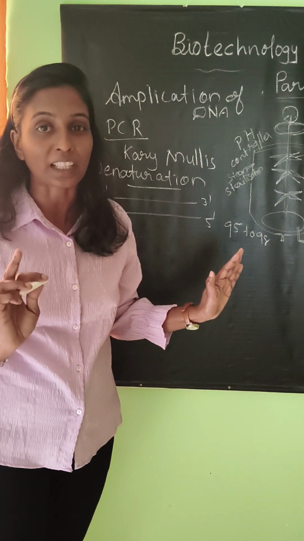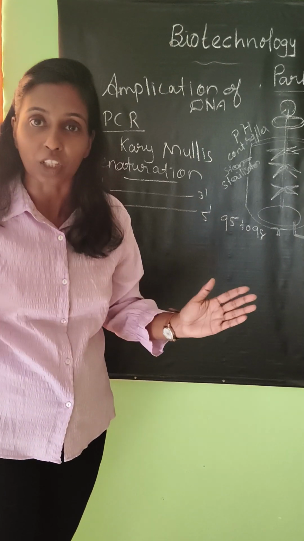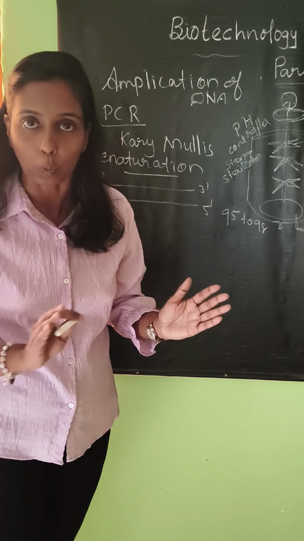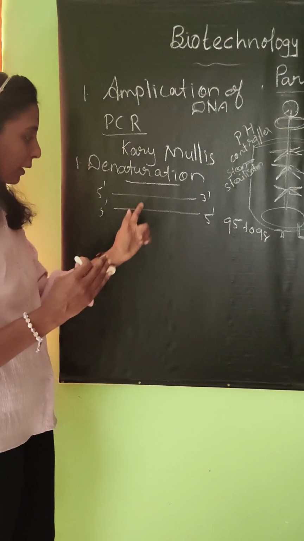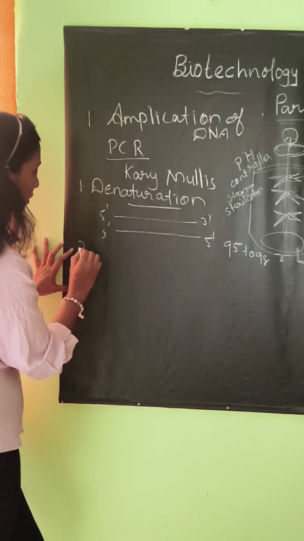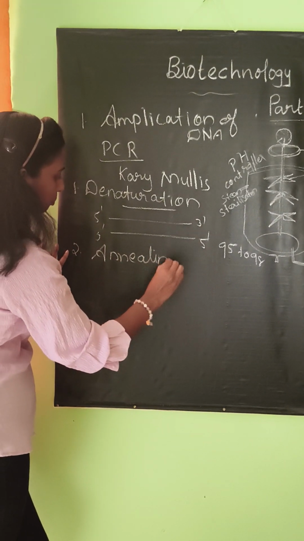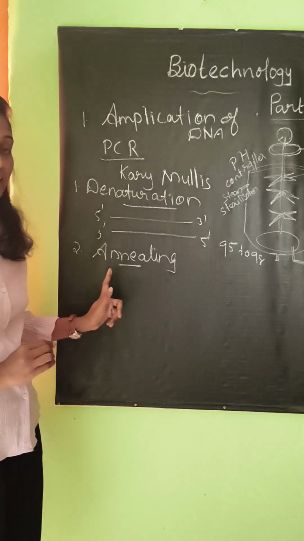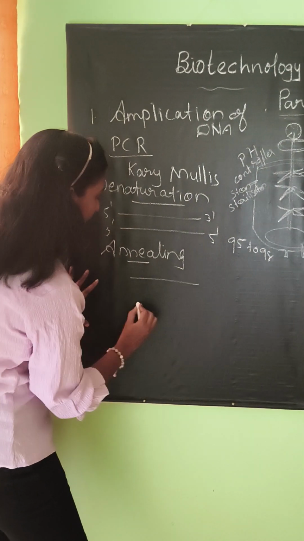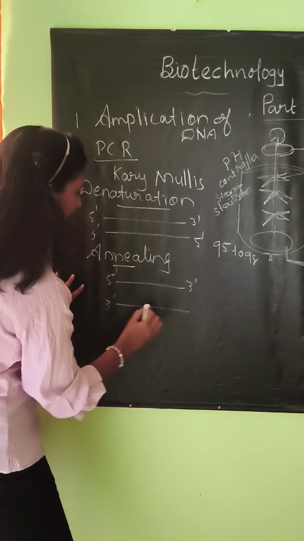As you know, the word denaturation means something breaking. By applying high temperature, hydrogen bonds will be broken and two strands will be separated. So we get two separate strands. Now the second process is annealing. The word annealing means joining. So there are two strands here, this is one strand and this is another strand.